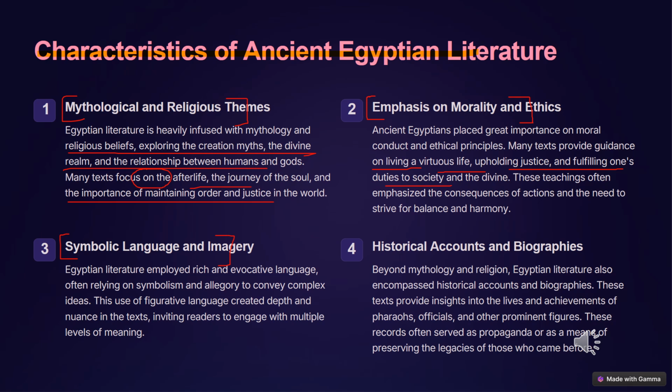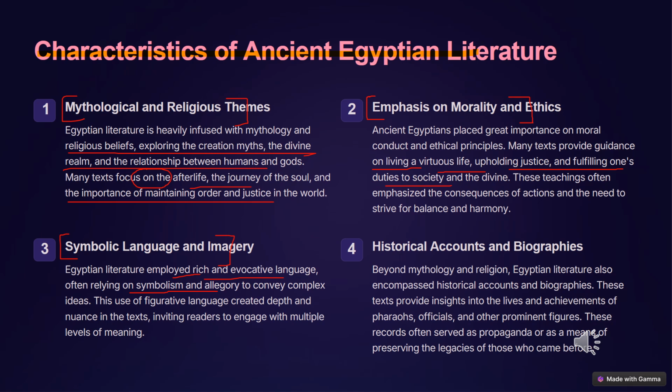So kindly take note of the use of rich and evocative language, relying on symbolism and allegory. Many stories in Egyptian literature use symbolism and allegory to deliver the meaning of this literature.